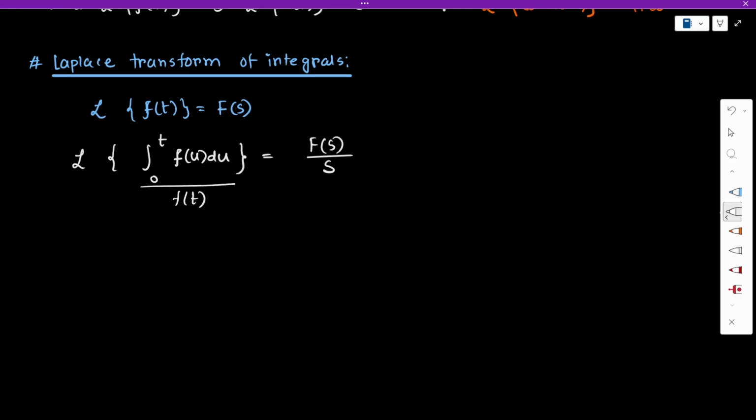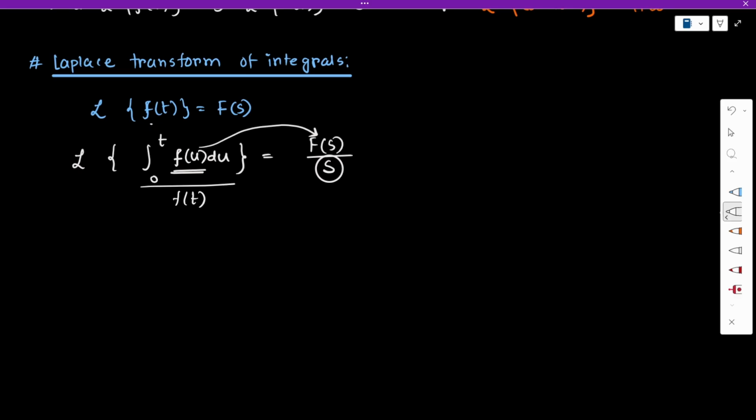No need to be surprised by seeing the integrals and everything. We can find the Laplace transform of integrals pretty easily. We need to find the actual Laplace transform of the actual function, which is here. And if we just divide the Laplace transform of that function by s, then we are going to get the Laplace transform of the integral of the function. Okay, let me prove the theorem first, and then we're going to look at some examples which will clarify this theorem even further.